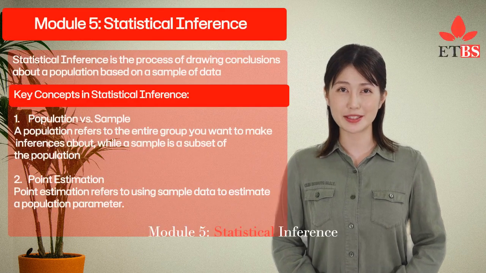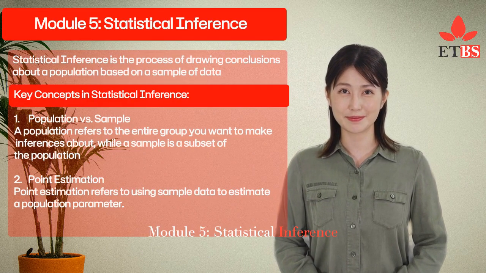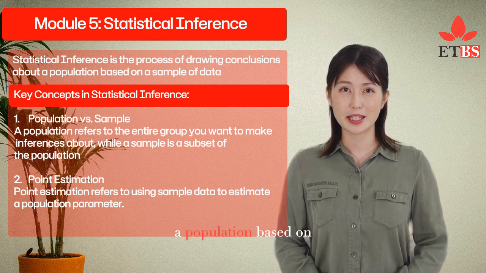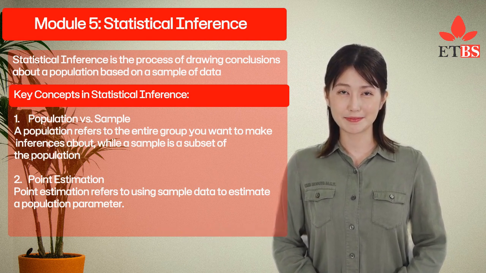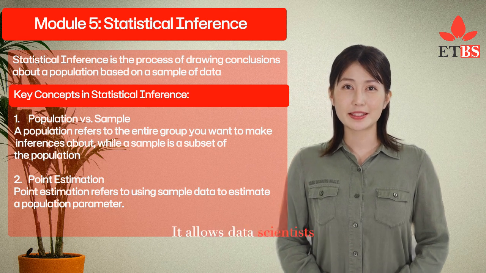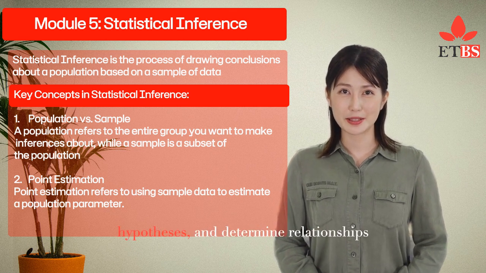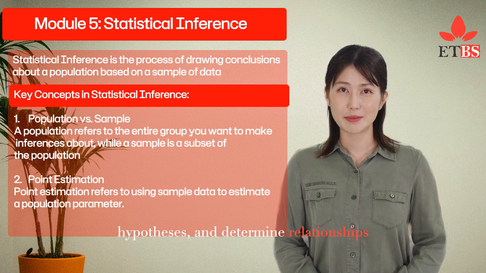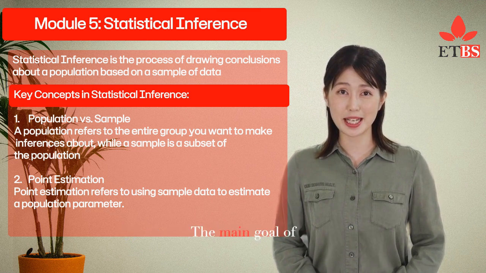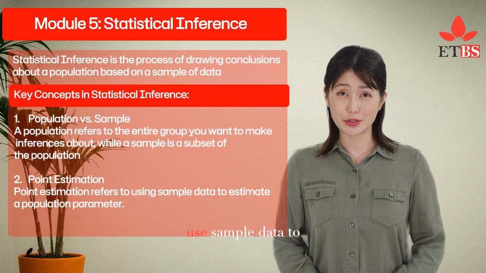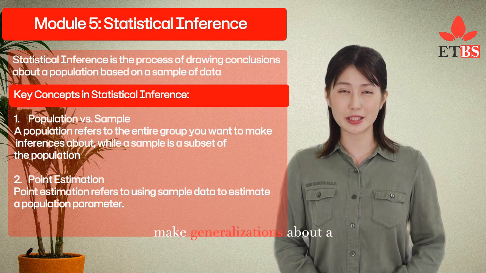Module 5, Statistical Inference. Statistical inference is the process of drawing conclusions about a population based on a sample of data. It allows data scientists to make predictions, test hypotheses, and determine relationships within data. The main goal of statistical inference is to use sample data to make generalizations about a larger population.